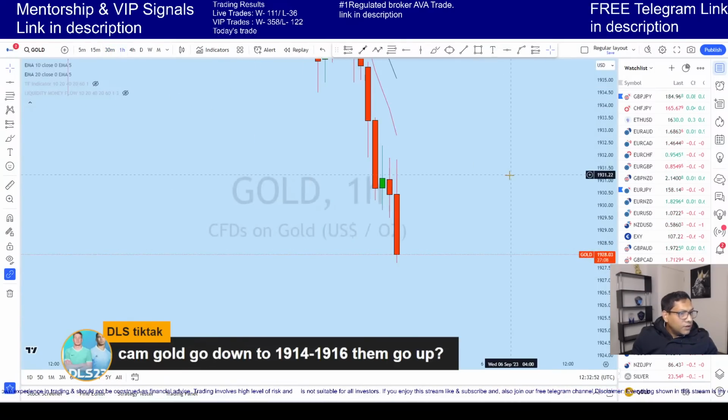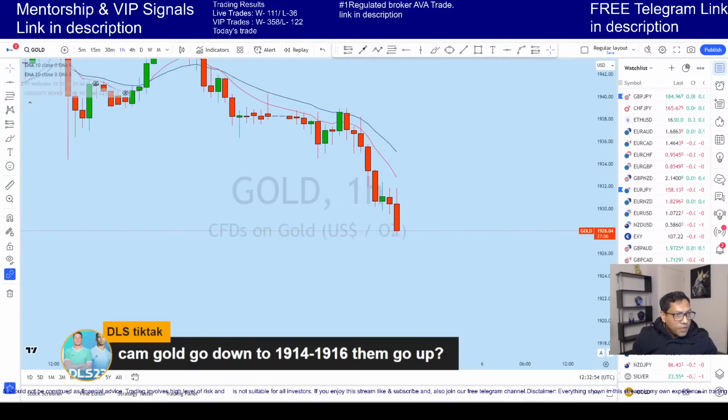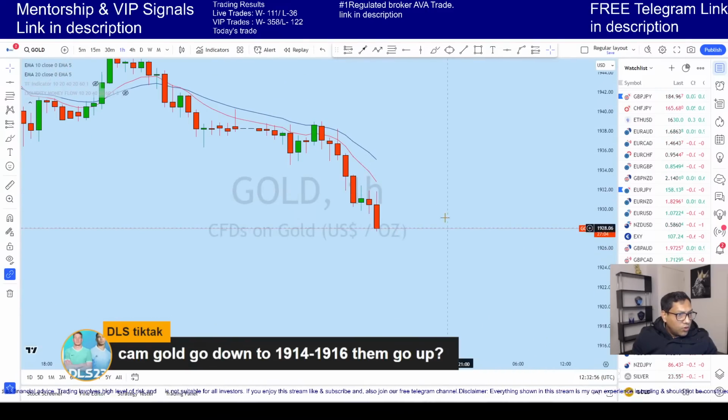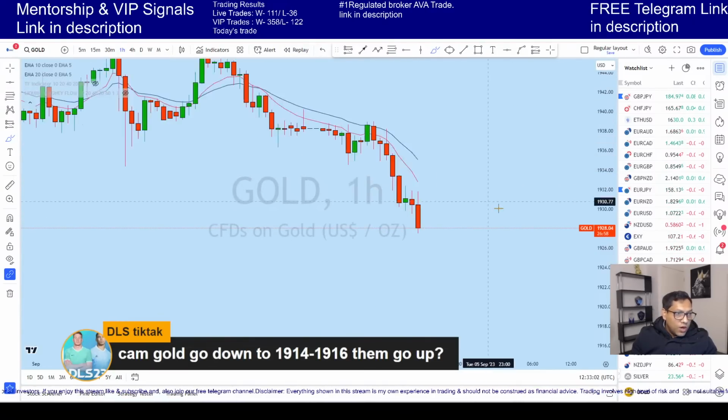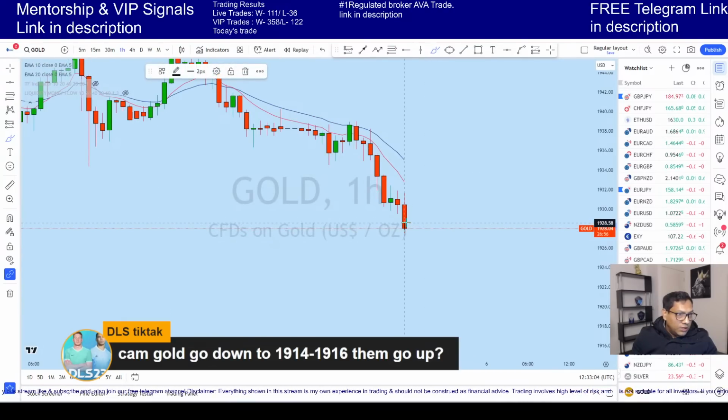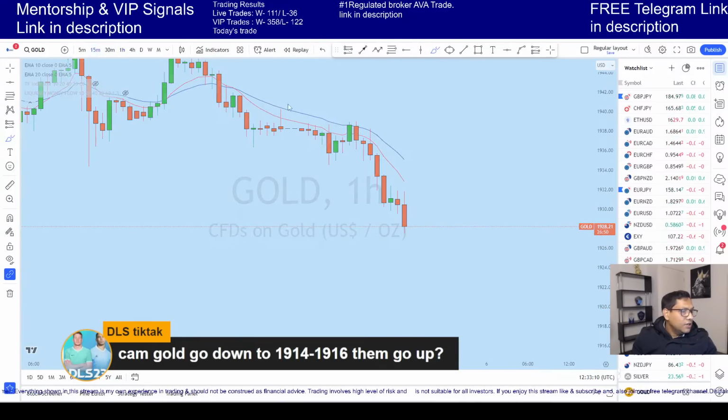So here you can see the 1 hour chart, the price is maintaining a series of lower highs. What I'm expecting here, in this 1 hour time frame, is to go back up to the gap liquidity and then to drop. All right, so let's see, guys.